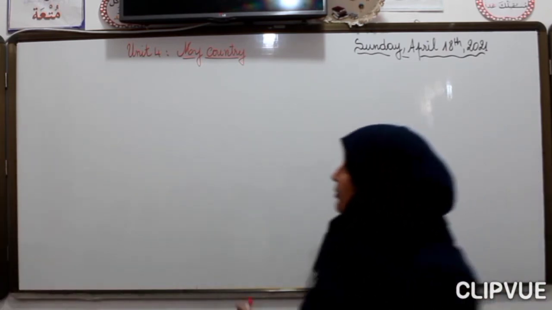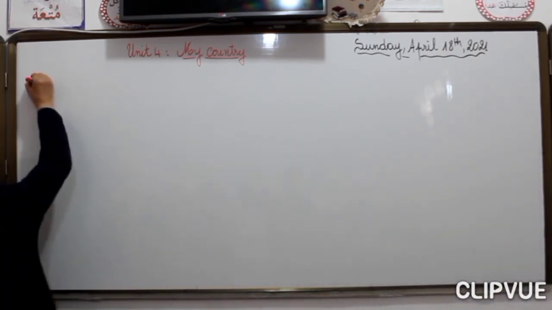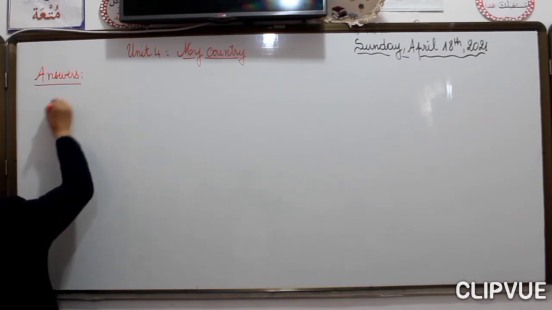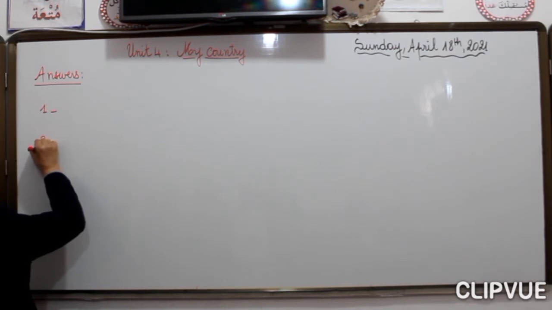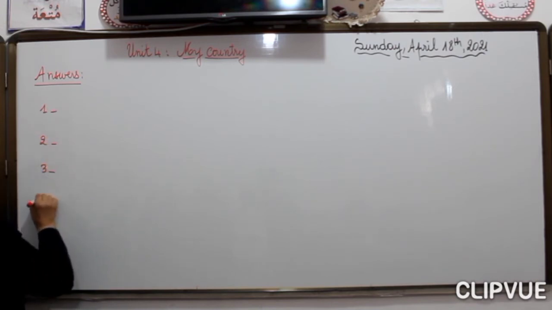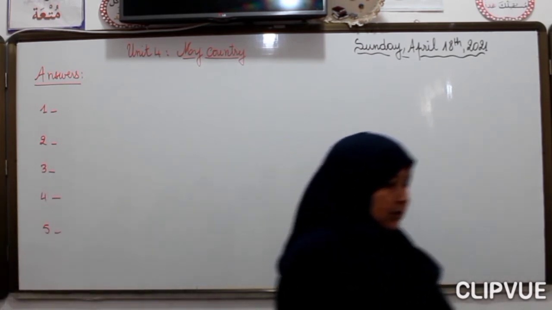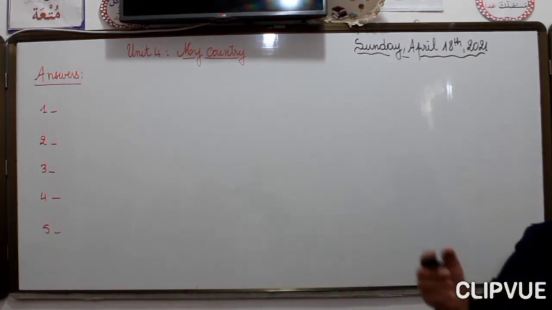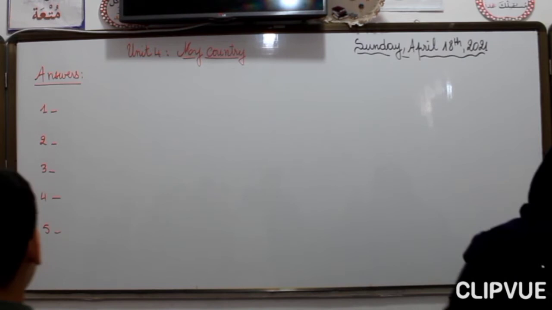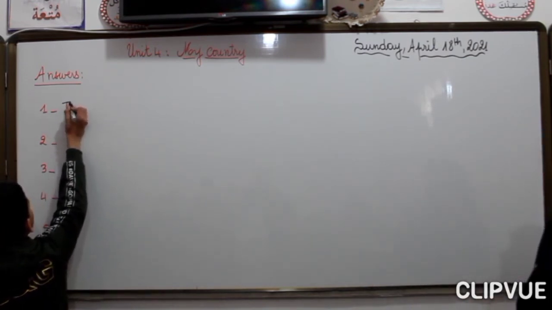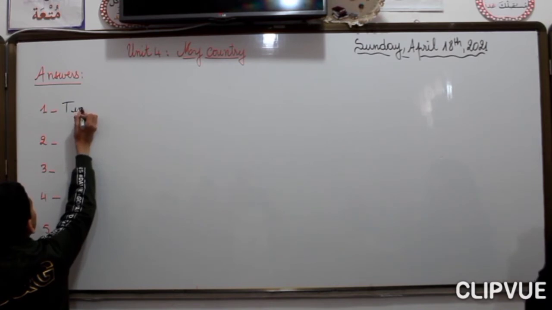Okay, thumbs up now. Let's correct. You have 5 answers. Number 1, number 2, number 3, number 4, and number 5. Okay, the first one, Najmuddin. Okay, Najmuddin, come on. The first question is, where does Tim live? Where does Tim live?